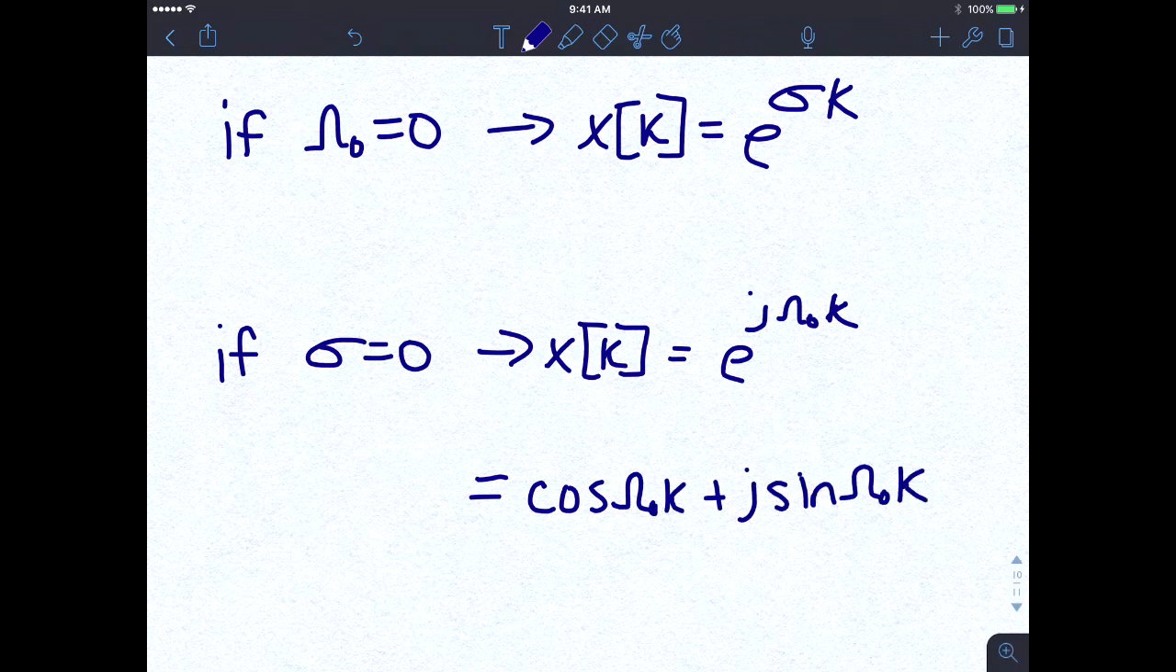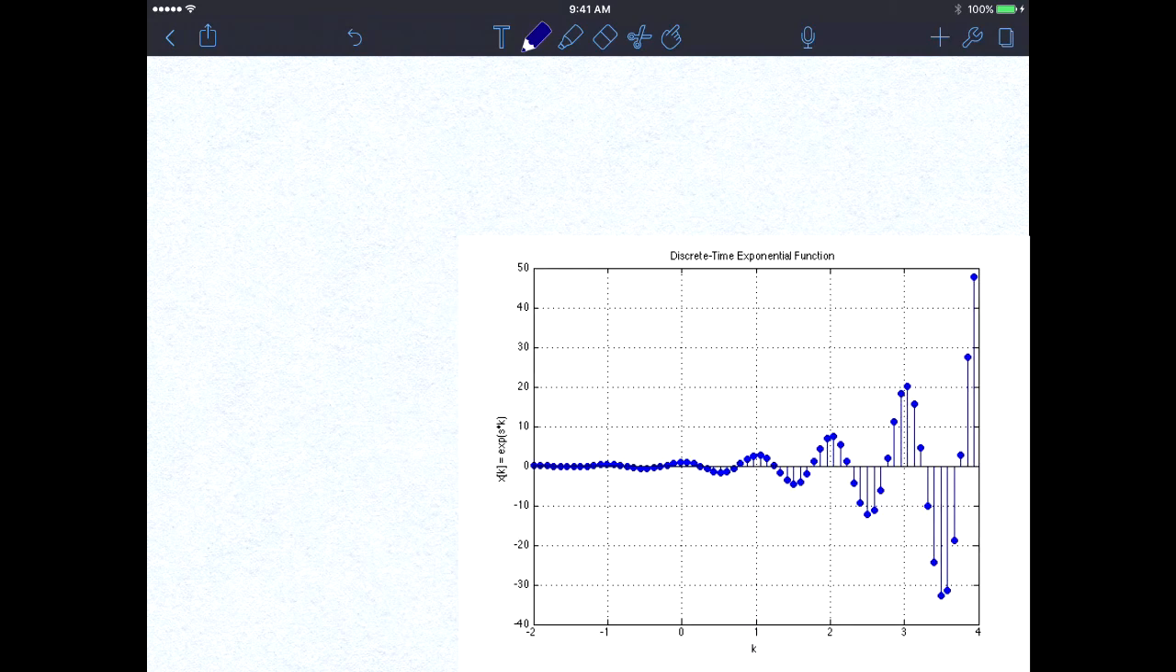Now, the plot for the exponential discrete signal is very difficult to do by hand, so I'm just going to show you the MATLAB plot so you can see it a little bit more detailed and a little bit neater and nicer than I can draw it. You can also compare it to the MATLAB code that has been provided to you.